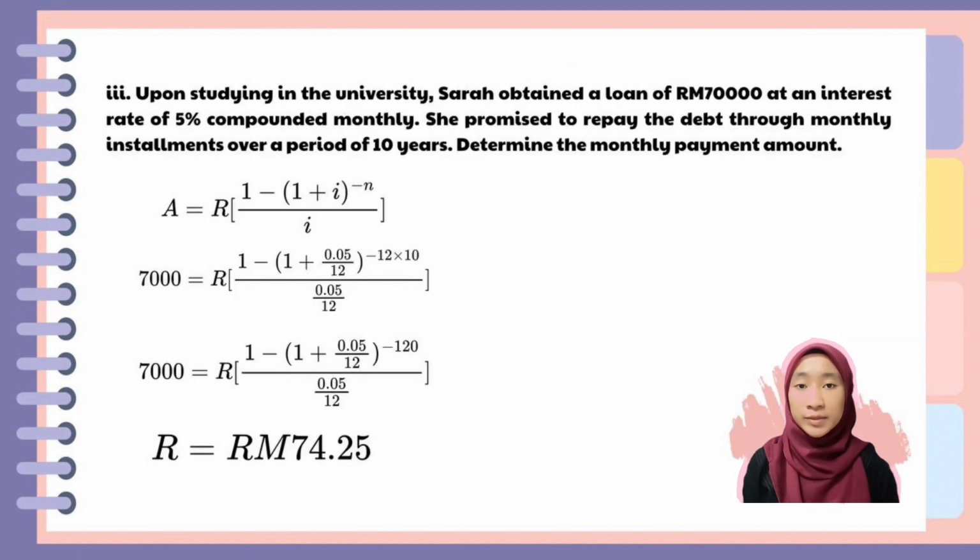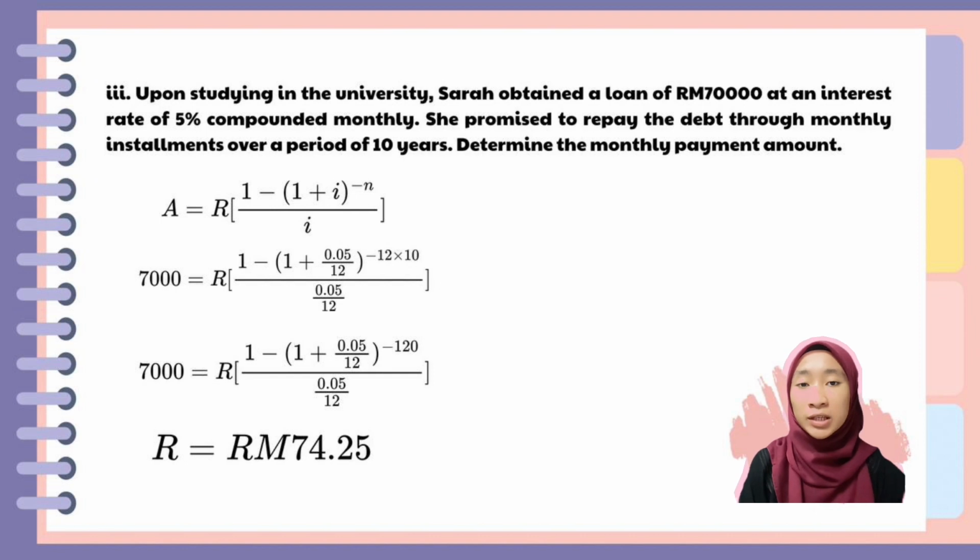Now, we move to the last part of the question. Upon studying in the university, Sarah obtained a loan of RM7,000 at an interest rate of 5% compounded monthly. She promised to repay the debt through monthly installments over a period of 10 years. Determine the monthly payment amount.